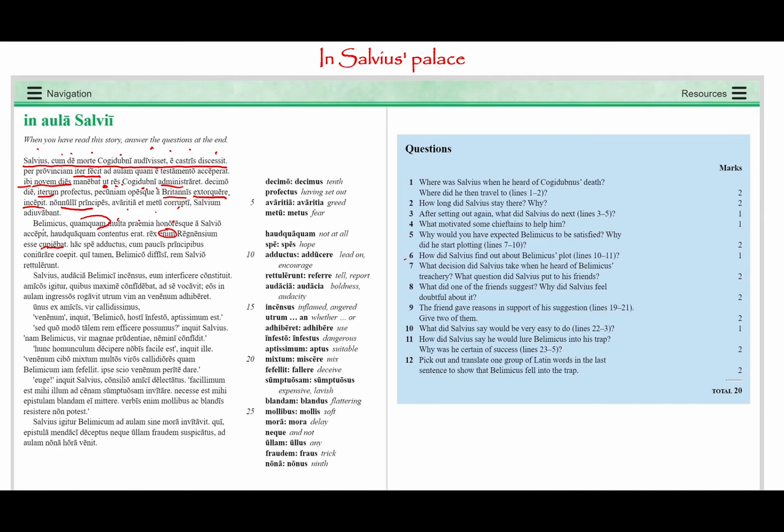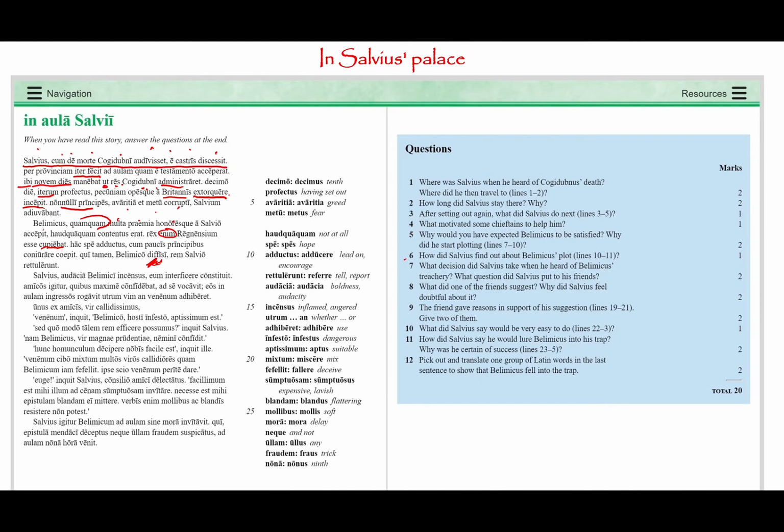You think, not particularly. So look into the next bit here, lines 10 and 11. Who, however, having not trusted in Bellimachus, took the matter back to Salvius. So how did Salvius find out about it? It's the chieftains who have essentially betrayed Bellimachus, and they reported it back to Salvius.